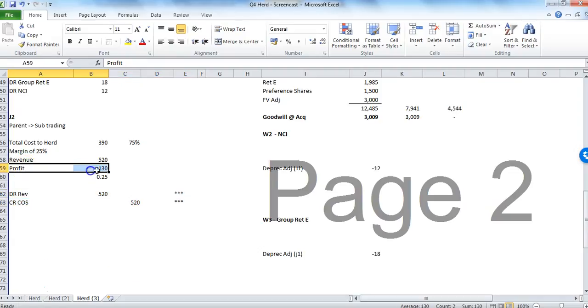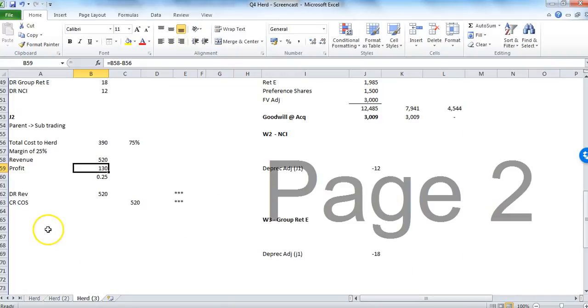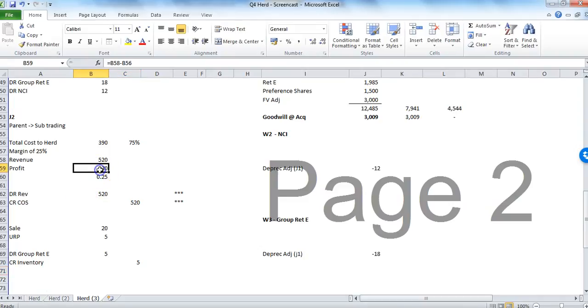Now, the unrealized profit is not the full 130, because remember, you're told in the question there's only one item left in stock and it's valued at 20,000, and that's how much Cattle bought it for. So Cattle bought it for 20, and there's a profit then of 25% on that. So the sale was 20. That means the unrealized profit will be a quarter of that, which is 25%. So remember, it's the parent selling, so you're going to debit group retained earnings, 5, and you're going to credit inventory, 5. So you don't remove the total profit because a lot of that is now realized. You only remove the unrealized portion.